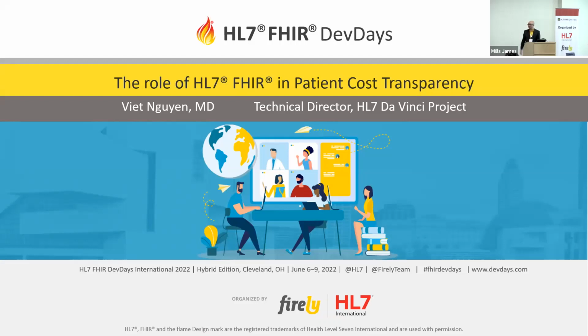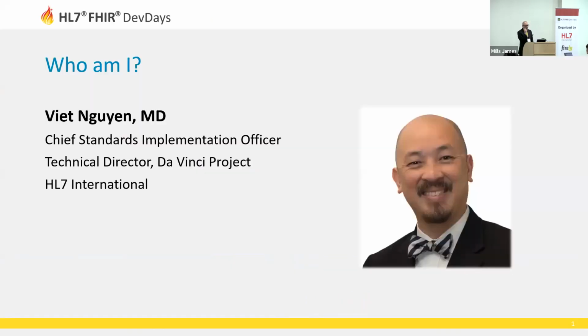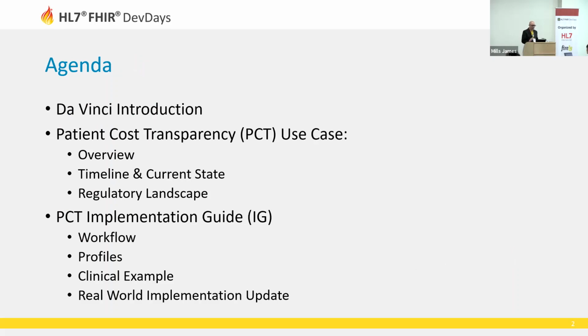I am Dr. Viet Nguyen. If you didn't attend the morning session and see my tattooed arm, I'm the Chief Standards Implementation Officer for HL7, as well as the Technical Director for the HL7 Vinci project. Our topic today will be the role of HL7 FHIR in patient cost transparency. These slides are really taken from the work that we do in the HL7 Vinci project around patient cost transparency. So we'll tell you a little bit about Vinci, talk about the PCT use case, the regulatory framework it sits around, as well as talk about the workflows and profiles and an example from the implementation guide.